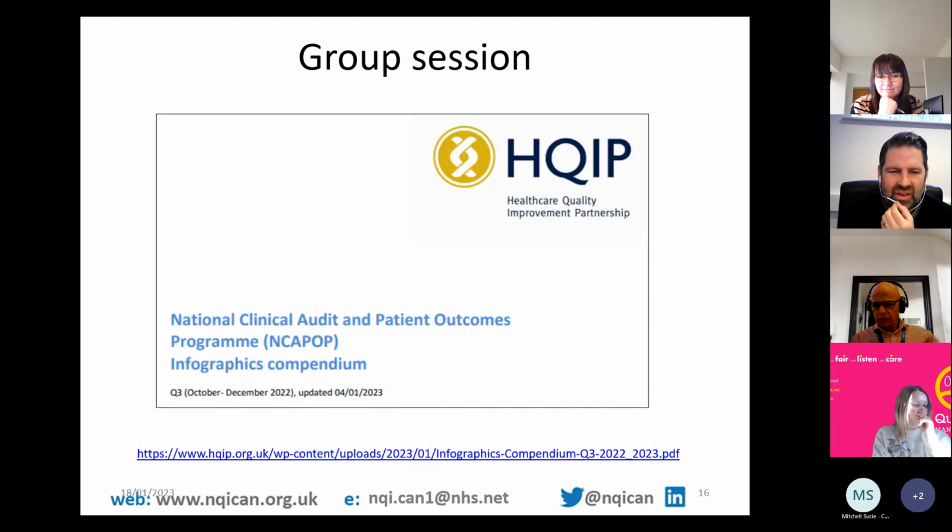In terms of bringing it back to clinical audit, one of the resources that we've previously shared on these sessions is the HQIP compendium of infographics. Due to the success of their annual reports, HQIP are now doing quarterly reports. For all of the national audit reports published in that quarter, they pull together the key findings, so it's done much more timely than the annual.